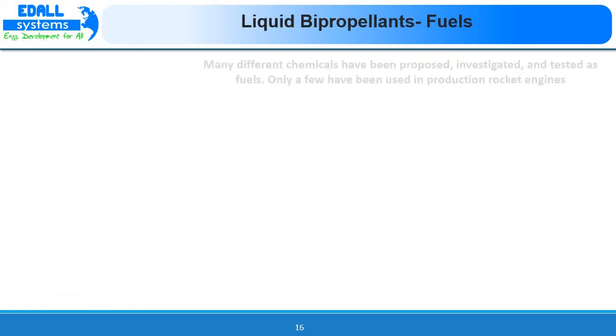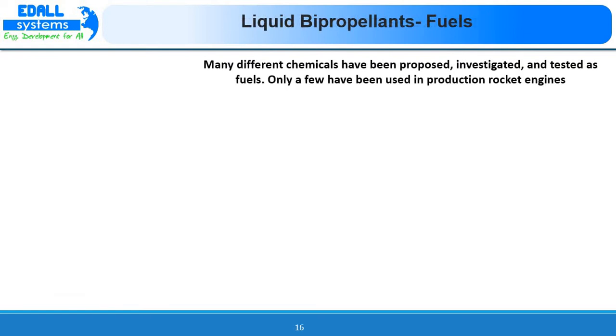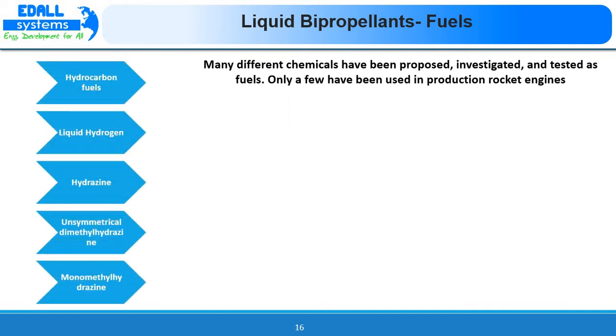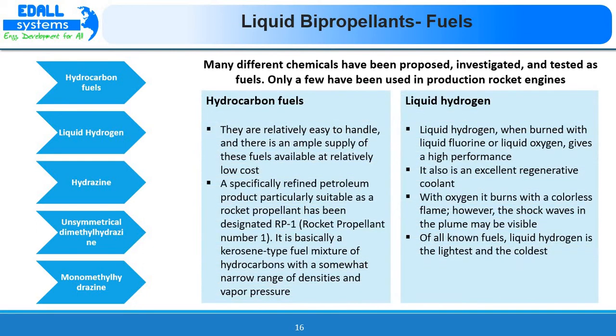Moving on to the next, we will discuss some of the bipropellant liquid fuels. Many different chemicals have been proposed, investigated and tested as fuels. Only a few have been used in production rocket engines. Some examples of liquid fuels are hydrocarbon fuels, liquid hydrogen, hydrazine, unsymmetrical dimethyl hydrazine, and monomethyl hydrazine. We'll discuss two of them: hydrocarbon fuels and liquid hydrogen.